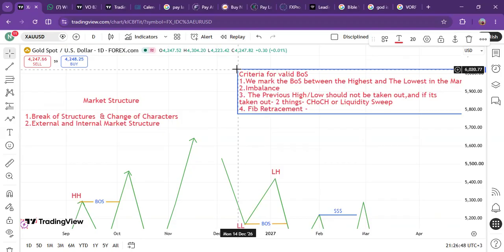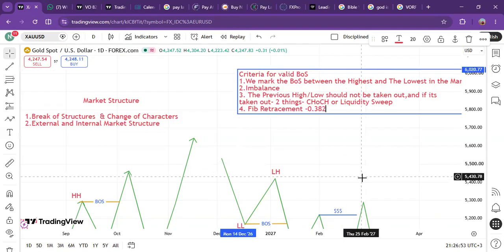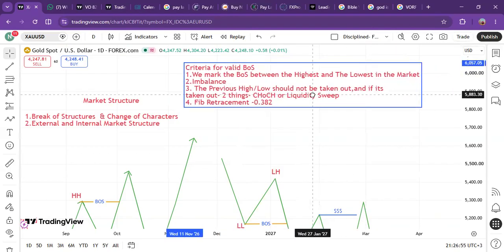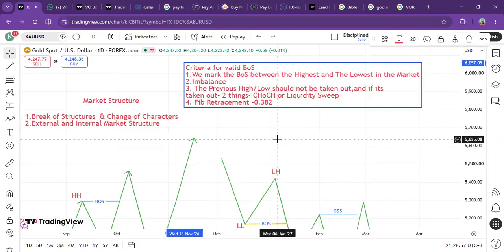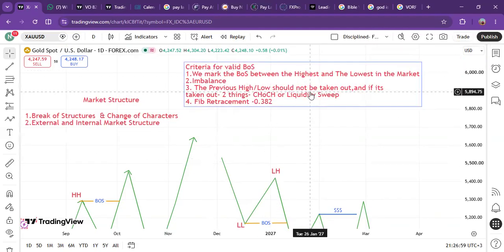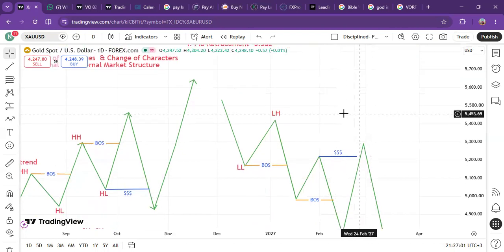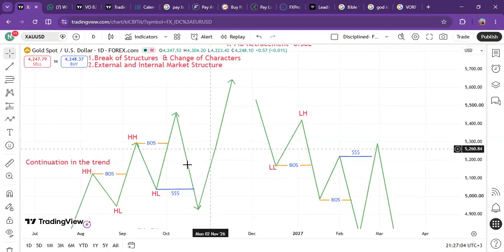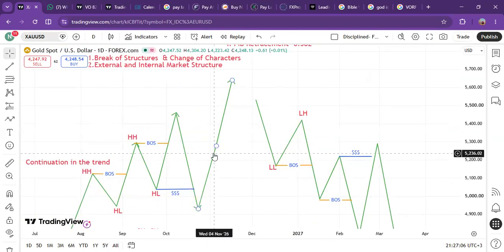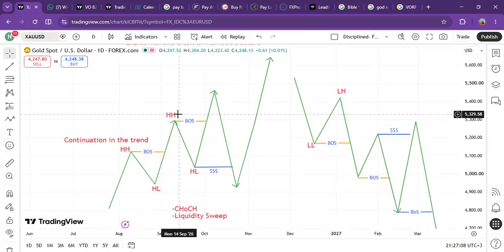It should give you 0.382. So those are the 4 points that you're going to have a look at for varied breakout structures. So let me start with the first one. When the market is moving up like this, you mark the varied breakout structures.